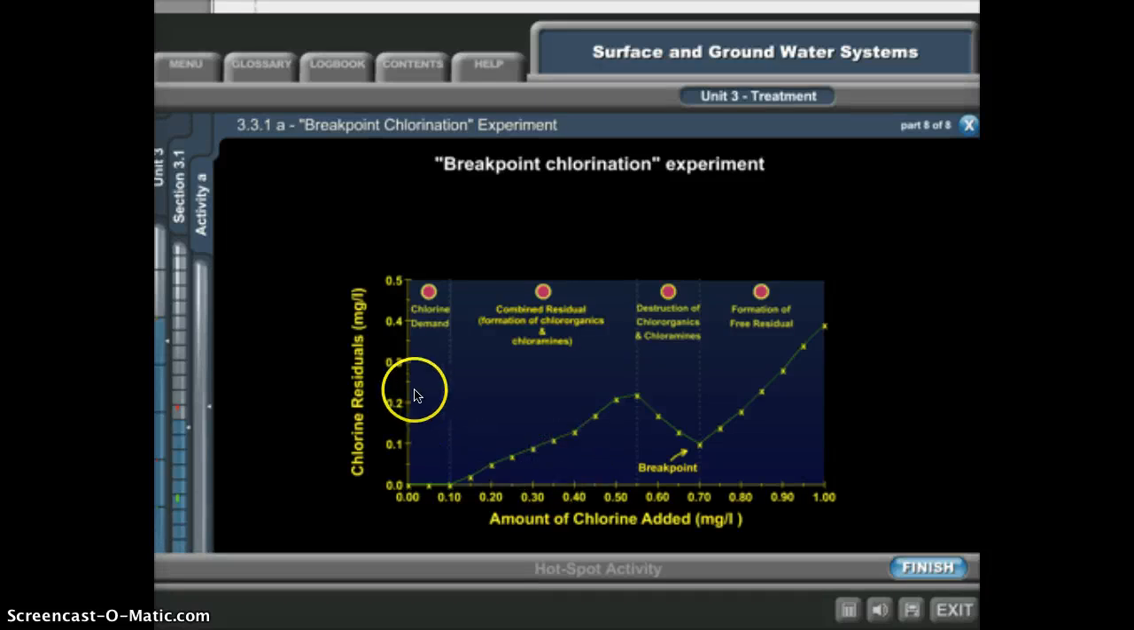Welcome to part 2 of the disinfection session. We are going to start with breakpoint chlorination.